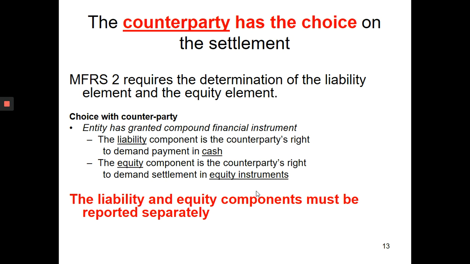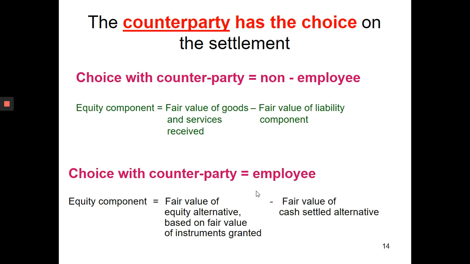the counterparty. But the liability and equity component must be reported separately. So it's like we standby for both. Maybe they choose cash. If cash, we have cash in our liability account. Or they choose equity, we also have equity on standby in our reserve. Okay, then you have the counterparty. So this is the condition when the counterparty has a choice.